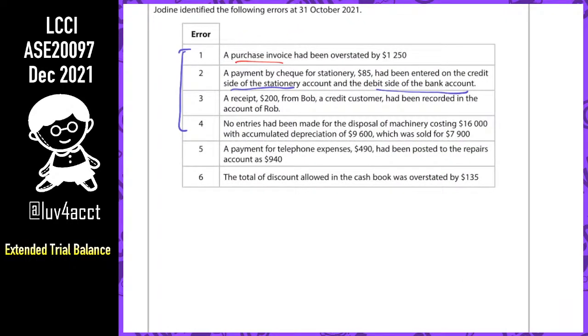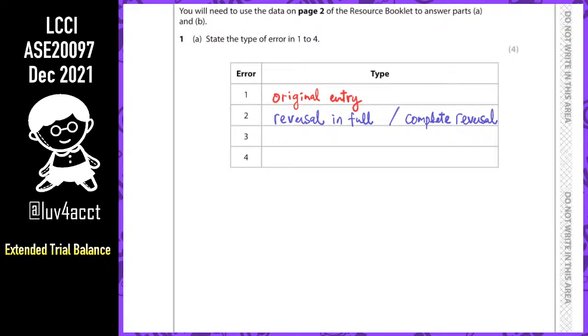Item 3, receipt 200 from Bob, a credit customer, had been recorded into the account of Rob. So this is an error of commission.